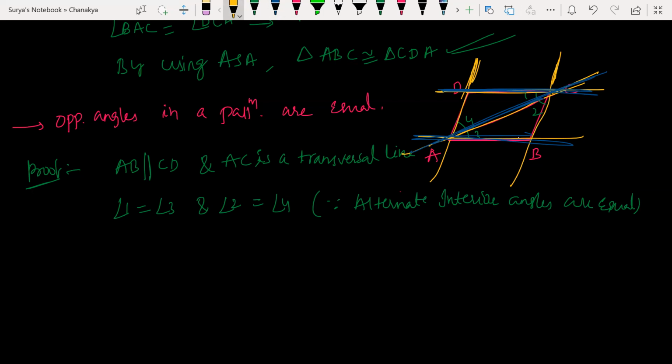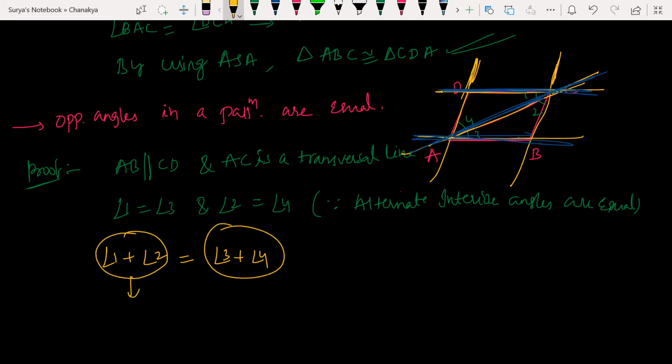So look at this here. Now if I say angle 1 plus angle 2 is equal to angle 3 plus angle 4, do you agree with my point? Opposite. Now, since it is the case, can I say angle 1 plus angle 2 is nothing but what? BCD. Angle BCD is equal to angle BAD. Yes or no?